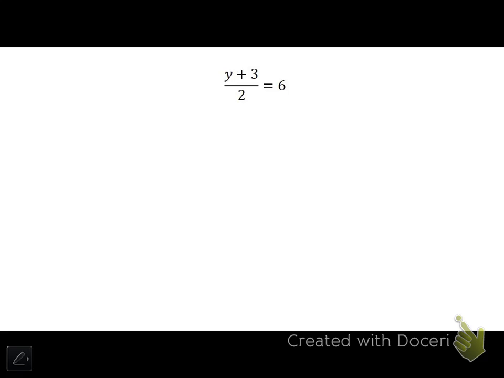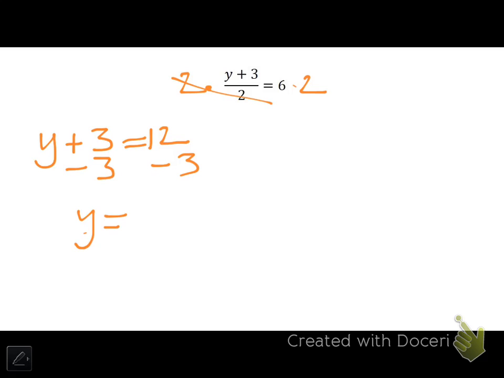Okay, y plus 3 over 2 is equal to 6. Got to get y by itself. The reason we can't subtract 3 first is because that 2 is still attached to it. Since that's a division, we have to make sure we multiply both sides by 2 to get it to cancel. So 6 times 2 is 12. Now we can subtract our 3. So y equals 9.